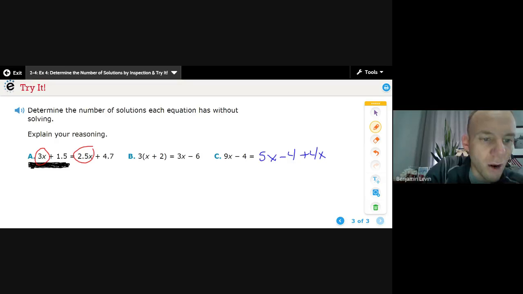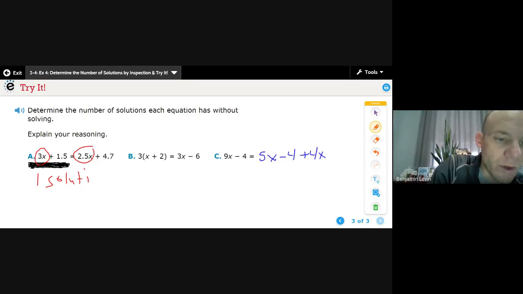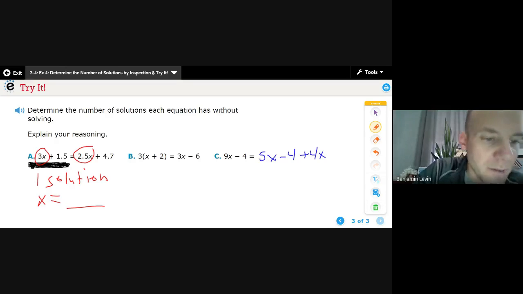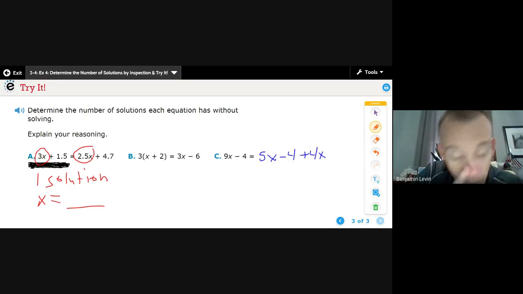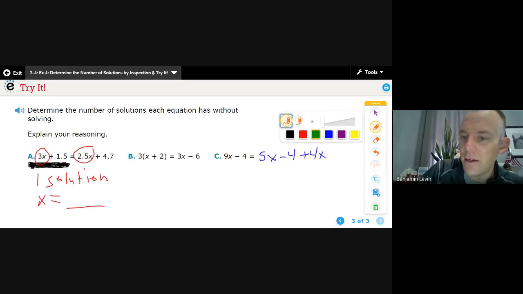One has 3x and one has 2.5x, so we know that this one will have one solution. We can solve this problem, x equals something. We don't know what it is until we solve it, but we could solve that problem, right? Let's look at the second one.